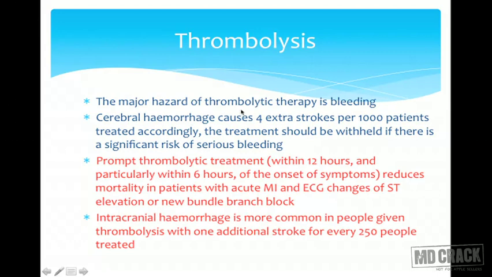The major hazard of thrombolytic therapy is bleeding. Cerebral hemorrhage causes 4 extra strokes per 1000 patients treated. The treatment should be withheld if there is a significant risk of severe or serious bleeding. Prompt thrombolytic treatment within first 12 hours and particularly within 6 hours of the onset of symptoms reduces mortality in patients with acute MI and ECG changes of ST elevation or new bundle branch block. Intracranial hemorrhage is more common in people given thrombolysis, with 1 additional stroke for every 250 people treated.